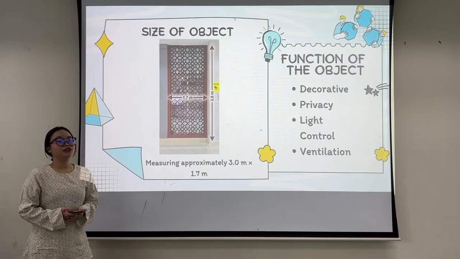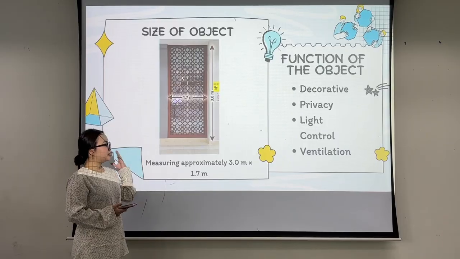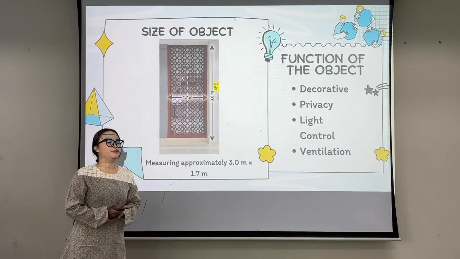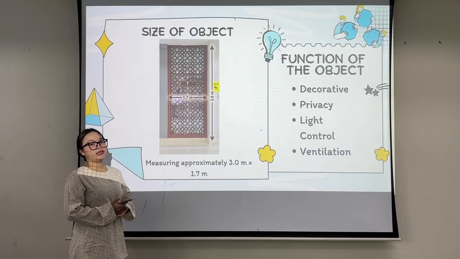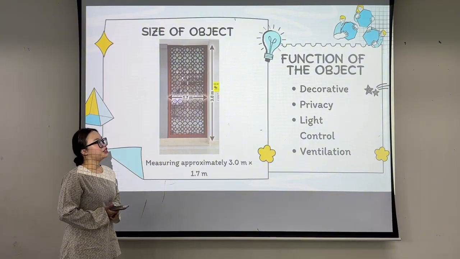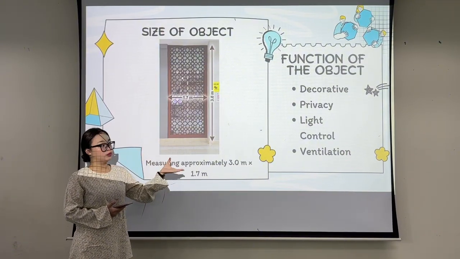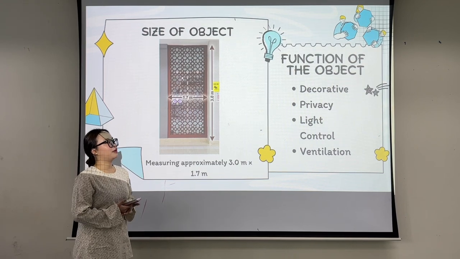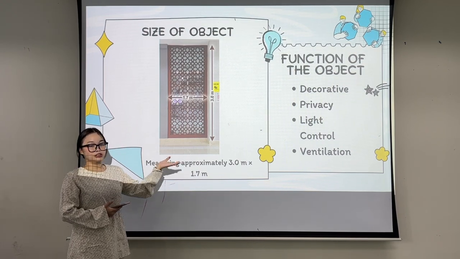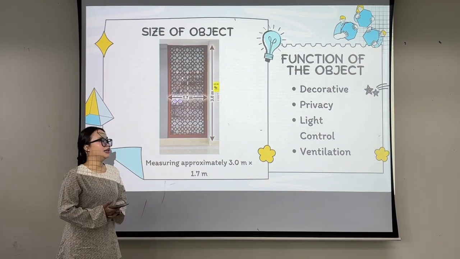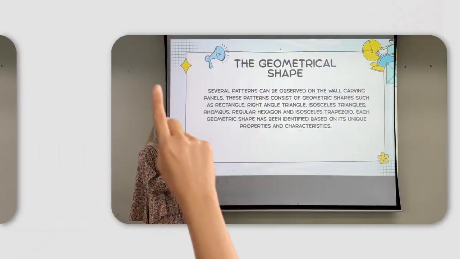For the size of the object being studied, it measures approximately 3.0 meters in height and 1.7 meters in width. The main function of the object is that it acts as a decorative tool, and it also provides privacy, acts as light control, and the last one is it also allows air ventilation.